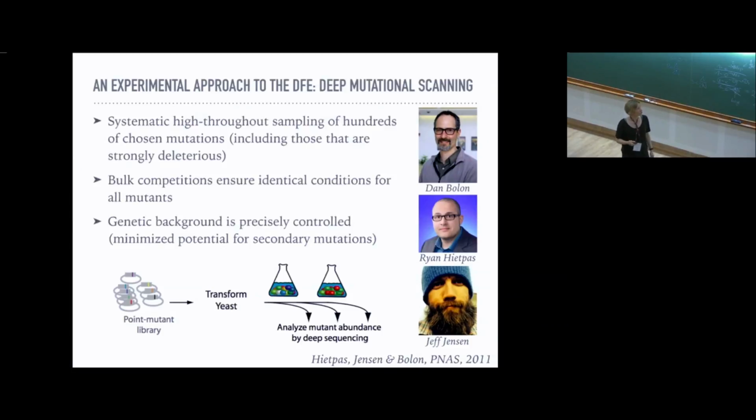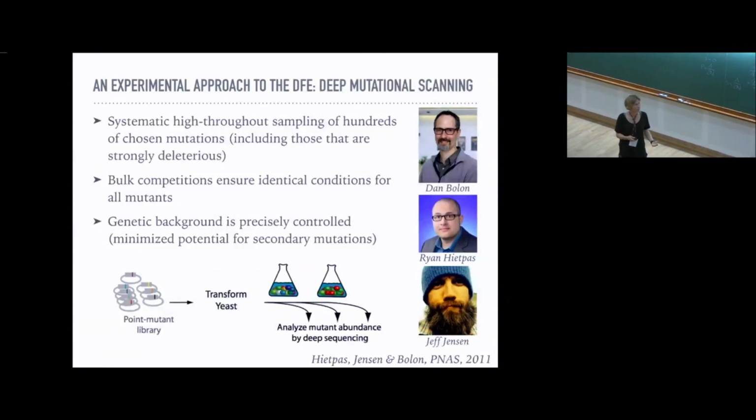And so what's kind of cool about this approach is that you get this very systematic high-throughput sampling of hundreds of chosen mutations. And in particular, you can also screen mutations that are strongly deleterious. Because if you think of taking a genome from a natural population, you will not see anything that kills you, right? Because it has been selected against no matter how small the population was. So that way we can actually screen the whole distribution of fitness effects that ranges from something that really is lethal to the organism to things that are beneficial.